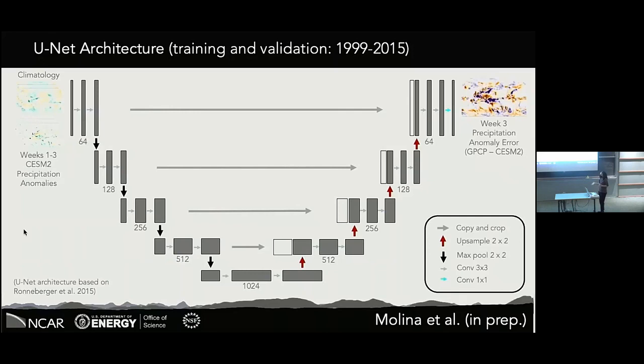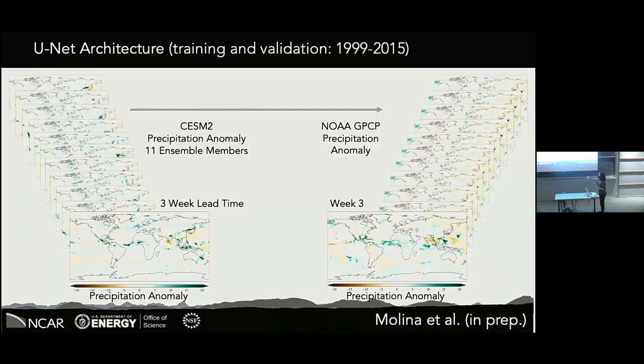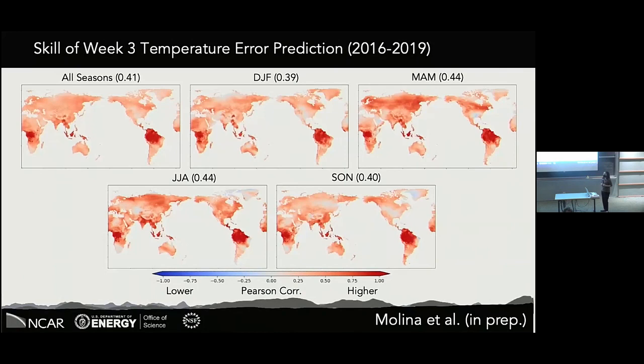But I'm sure if I had a larger sample size, maybe these skill scores could improve, right? Because, yeah, as you said, it is a challenge. Even with the 11 ensemble members and that 20-something year span, it's not comparable to something like ImageNet, right? Yeah. Does that help or answer?